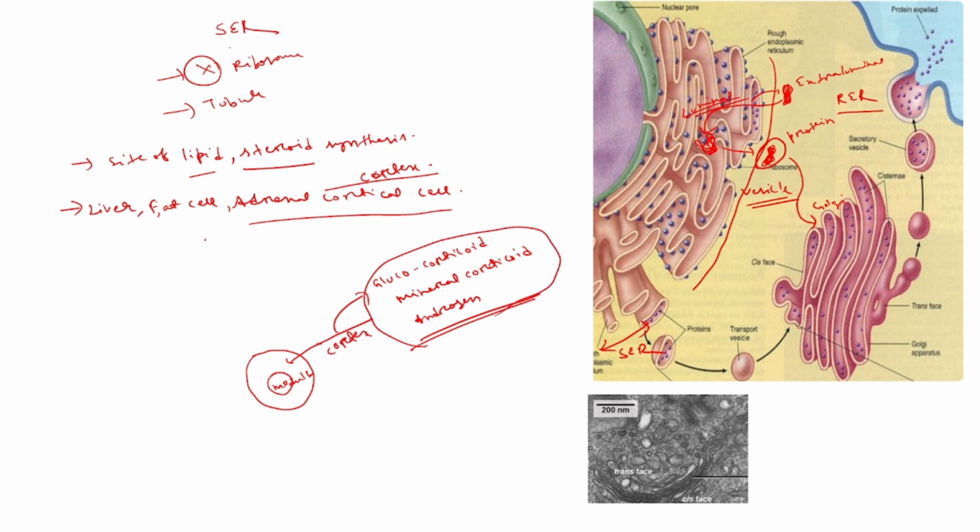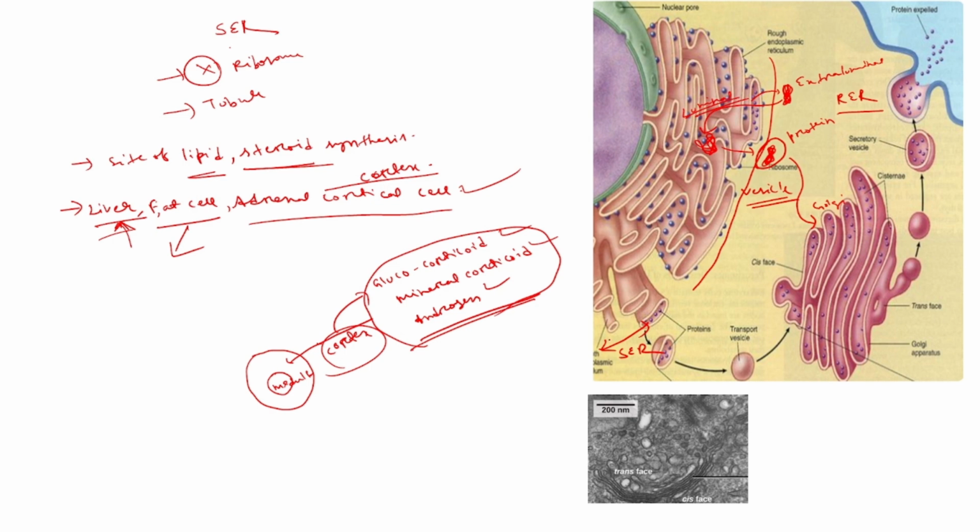So that means since the smooth endoplasmic reticulum is responsible for lipid and steroid synthesis, the liver, of course, also contains it, and is responsible for the production of protein and lipid also. Like that, the fat cell, of course, synthesizes lipid, and in the adrenal cortical cell, the glucocorticoid, mineral corticoid and androgen are all synthesized by the cortex. So that means the liver, fat cell and adrenal cortex cell contain the smooth endoplasmic reticulum.